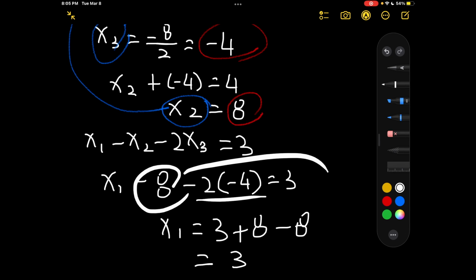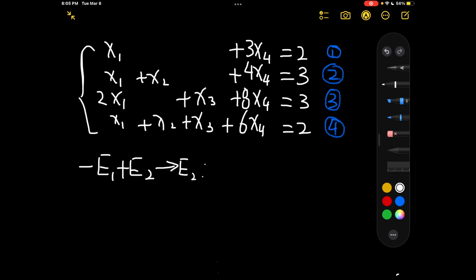Okay, let's move on to question 3. We have 4 equations and 4 variables; perform the operations and solve the linear system. The first operation is negative equation 1 plus equation 2. Basically we take this one minus this one, we have 0, x2 minus x2, and 4x4 minus 3x4, which gives x4, and 3 minus 2 equals 1.